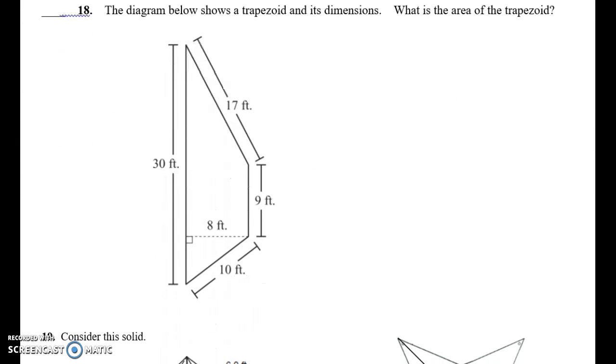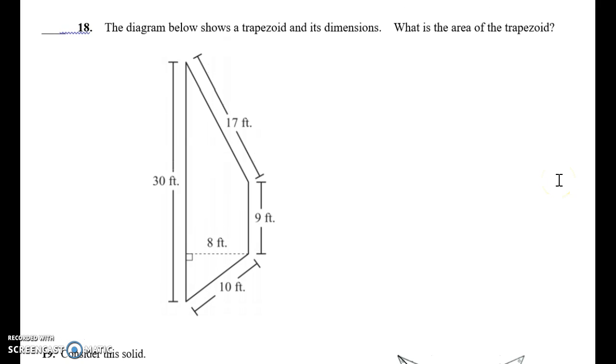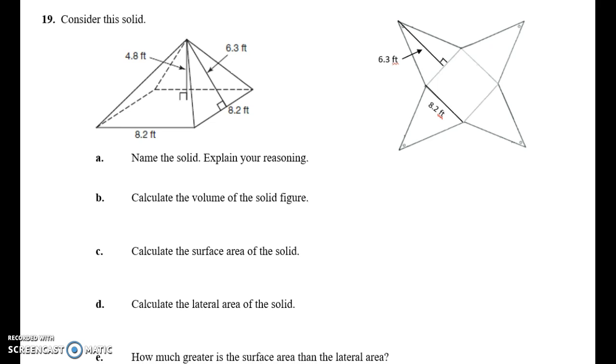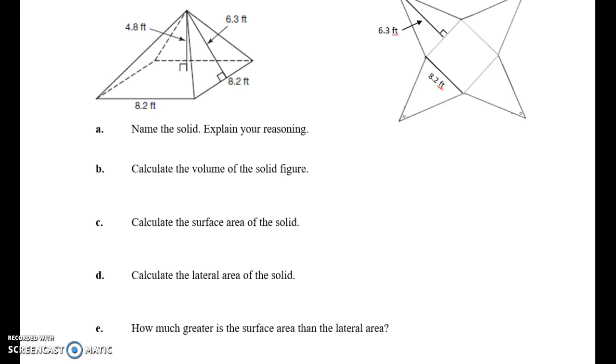Number 18. The diagram below shows a trapezoid and its dimensions. What is the area of the trapezoid? Number 19. Part A. Name the solid. Explain your reasoning. B. Calculate the volume of the solid figure. C. Calculate the surface area of the solid. D. Calculate the lateral area of the solid. E. How much greater is the surface area than the lateral area?